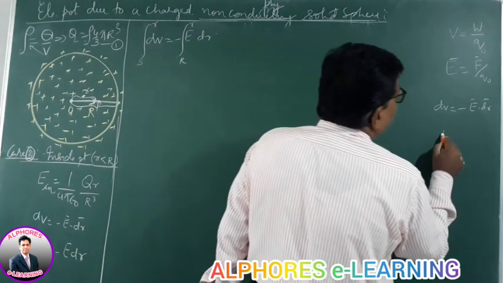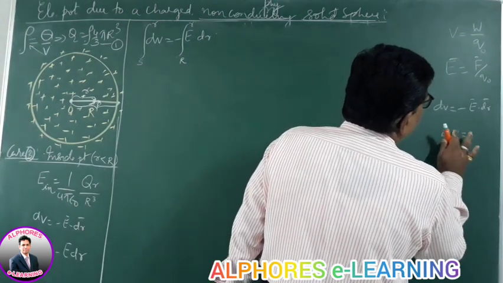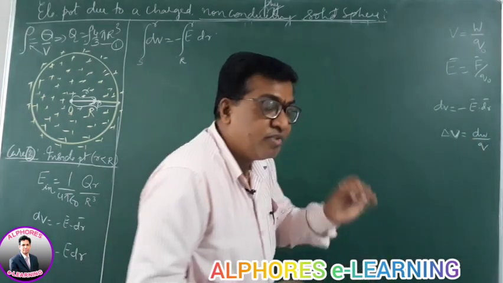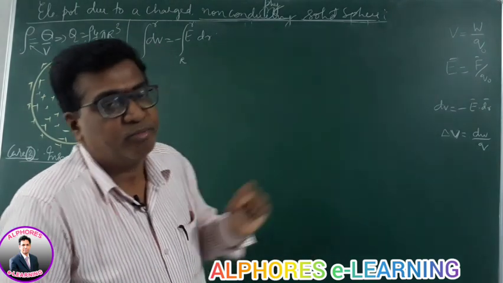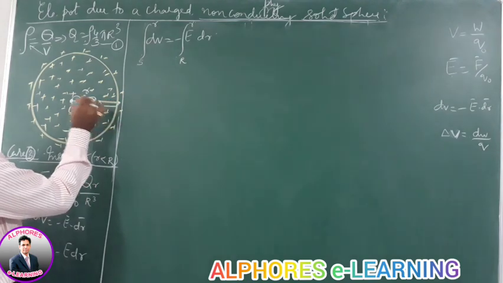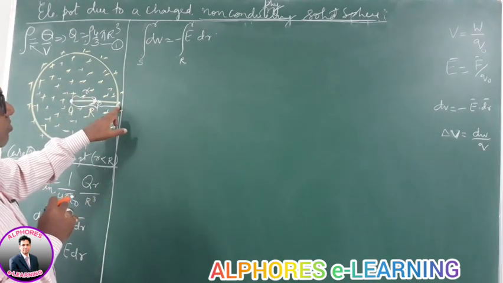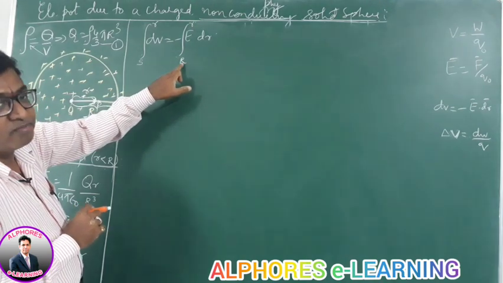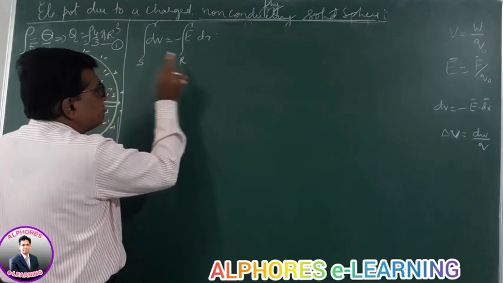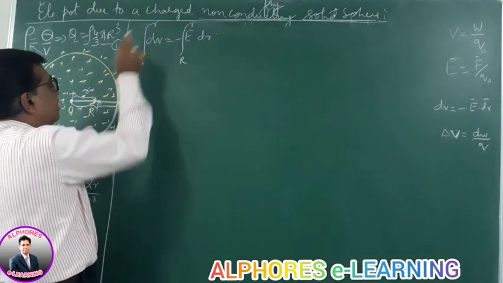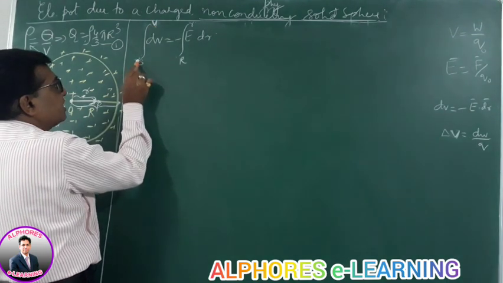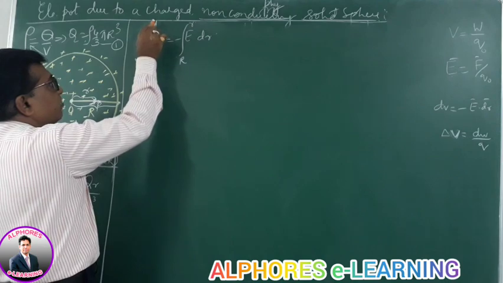According to the definition, the potential difference between two points is the work done per unit charge in moving the charge from the initial point to the final point. So it is the potential at the initial point minus the potential at the final point. Initially the surface point, at distance capital R, and the final limit is the point P, where the potential is V. The potential at the surface is Vs.